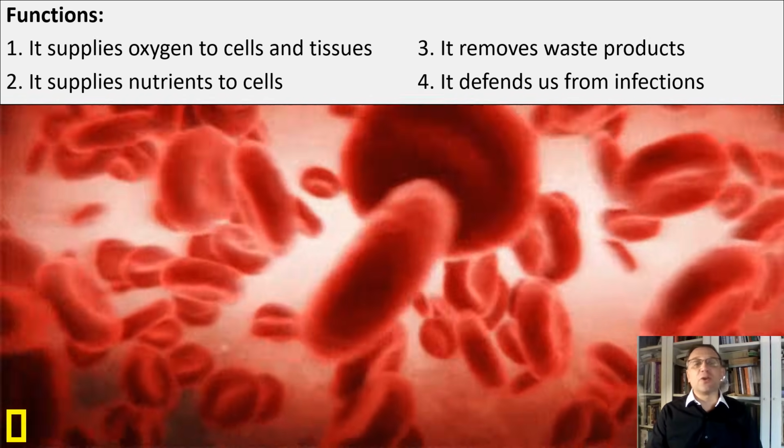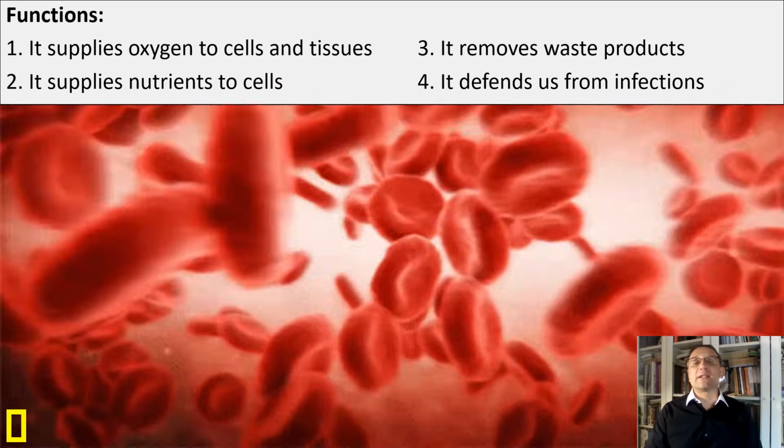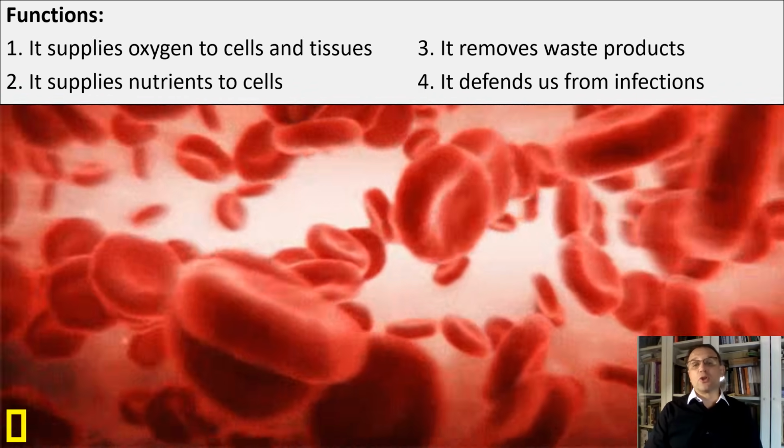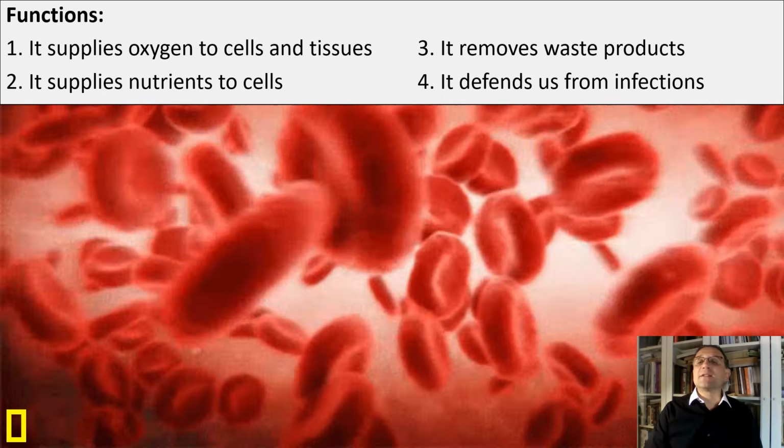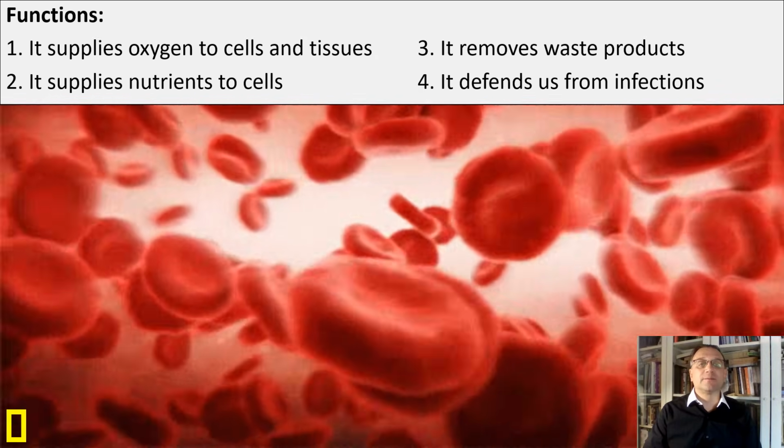So here are the functions of the blood. It supplies oxygen to the cells and tissues. It supplies nutrients to the cells. It removes waste products. It defends us from infections.